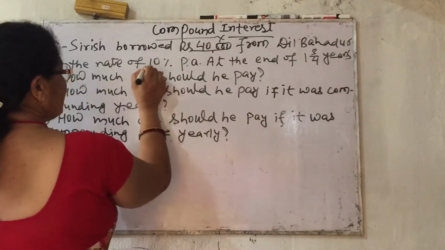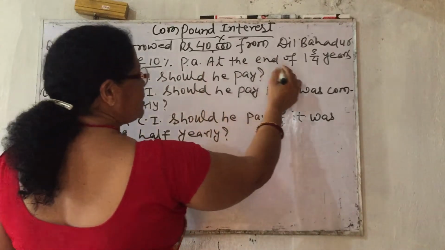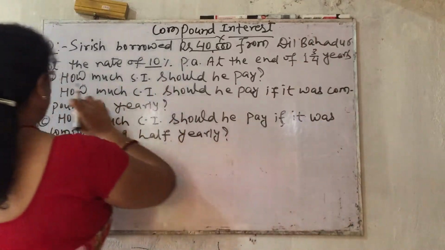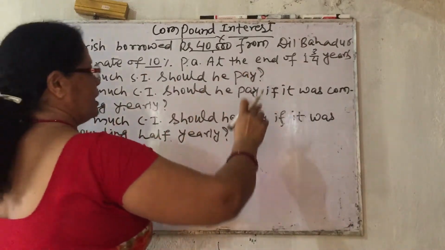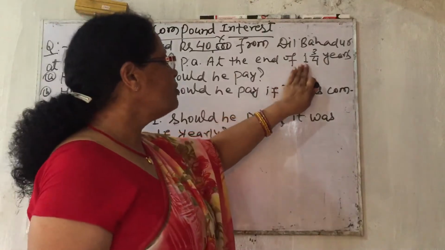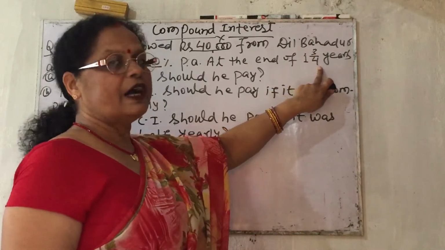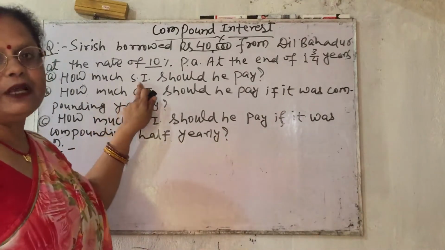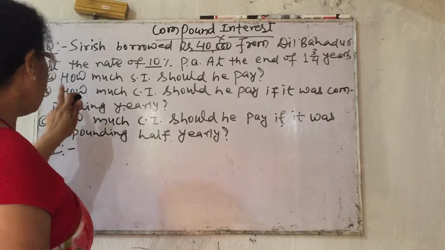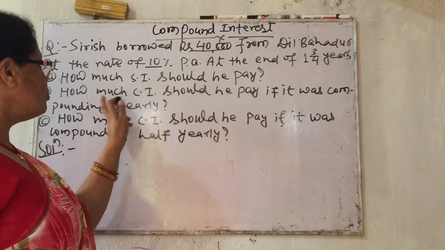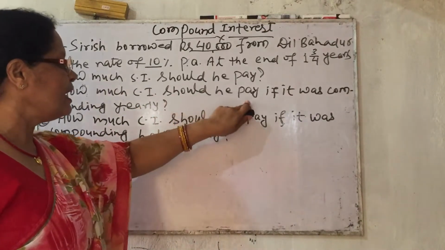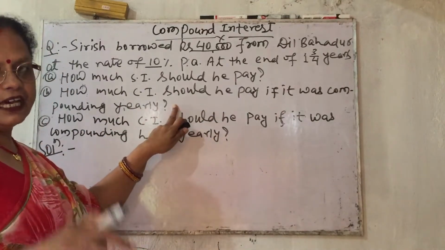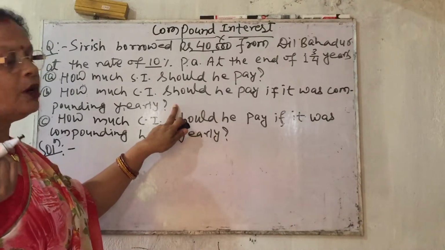This 40,000, 10% per annum, at the end of 1 3/4 years. How much SI should he pay? Means at the end of 1 3/4 years, how much he should pay as simple interest, and how much CI should he pay if it was compounding yearly. If it is compounded yearly, then how much CI he has to pay.